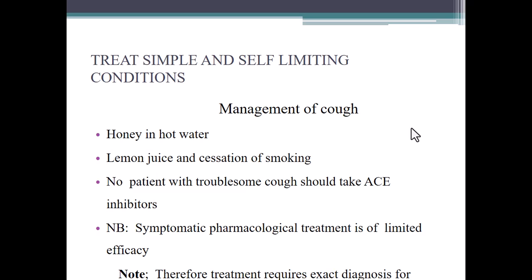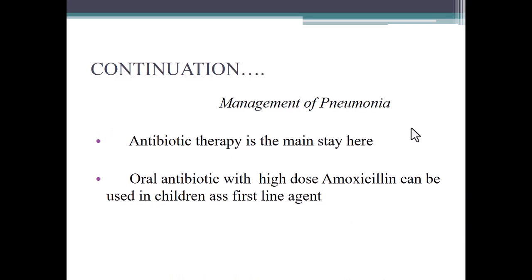Okay, so their treatment requires maybe pharmacological and non-pharmacological management. So how do you manage pneumonia? Majorly, you can manage pneumonia using antibiotic therapy, which is the mainstay, the main thing you use. As well, your medical practitioner will prescribe for you the right antibacterial for this specific condition.